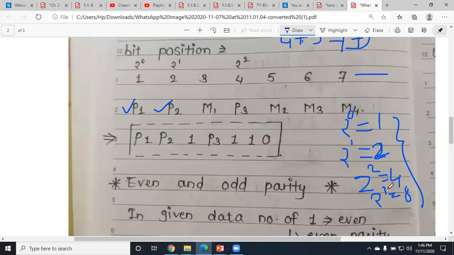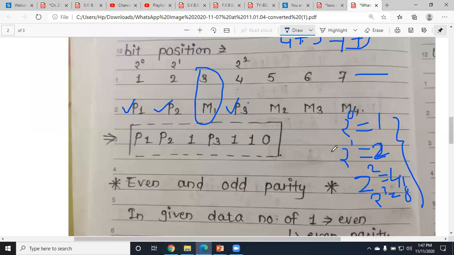And next, is the 3 there? No. So we cannot add a parity bit at the third position. Okay, so skip the third. What is my next number? 4. At the fourth position, I can add my parity bit.